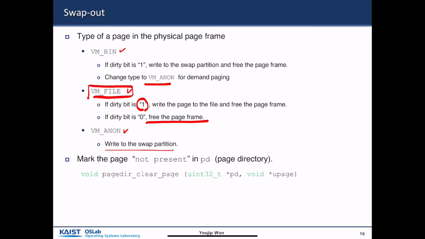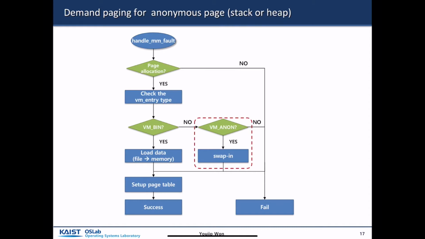And we have to mark the page not present in the page directory. So we have to use the function pagedir_clear_page. So this is the control flow of demand paging for swapping out the anonymous page and bringing in this anonymous page.